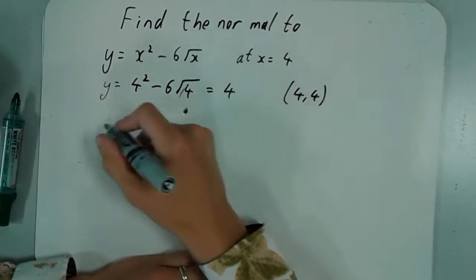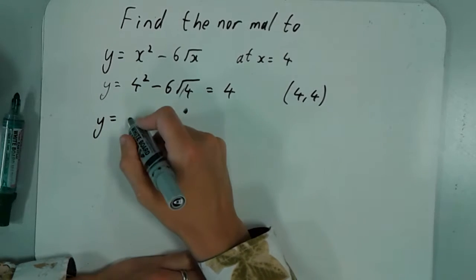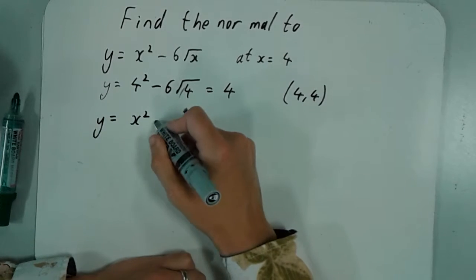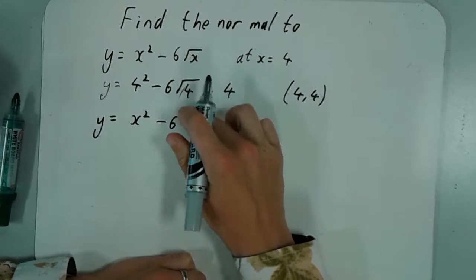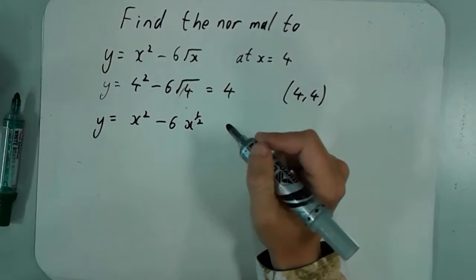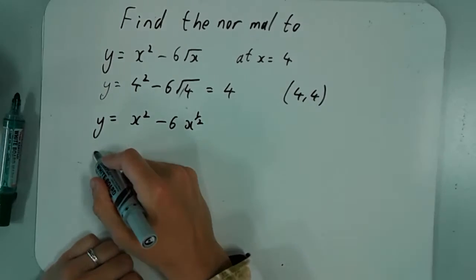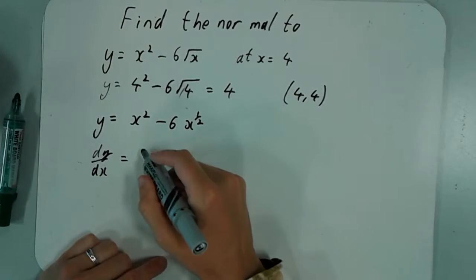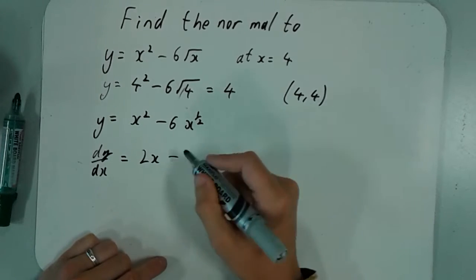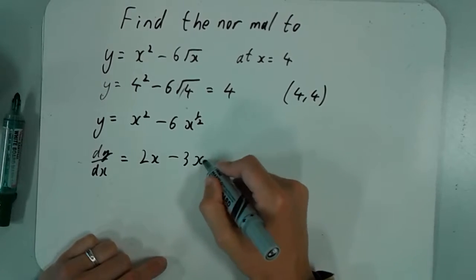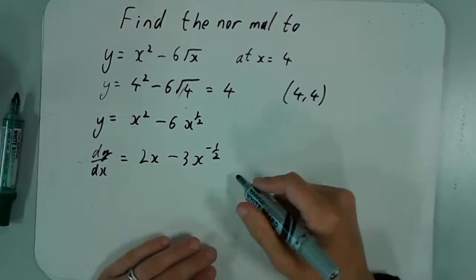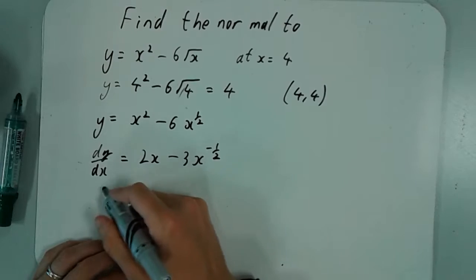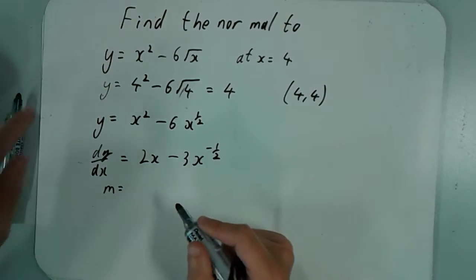So again, we need to put this in index form first if we're going to differentiate. x squared minus 6x to the half. Differentiating gives us 2x minus 3x to the minus half. Again, we want the gradient of this. This is going to give us the gradient of the curve, remember.